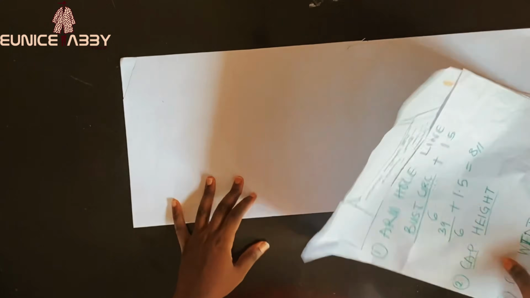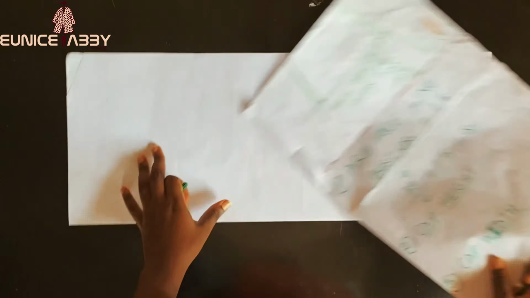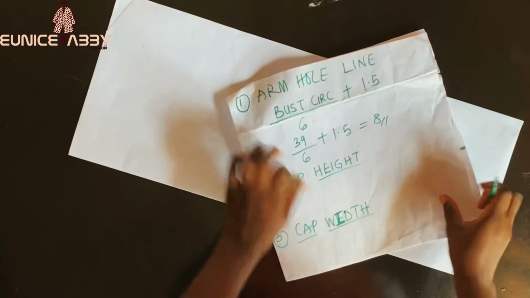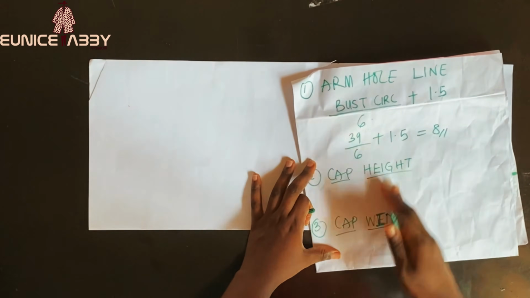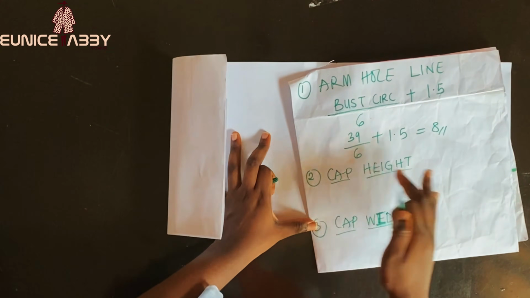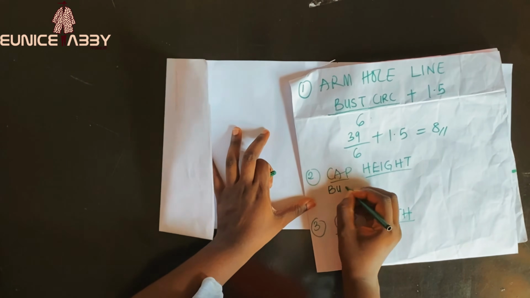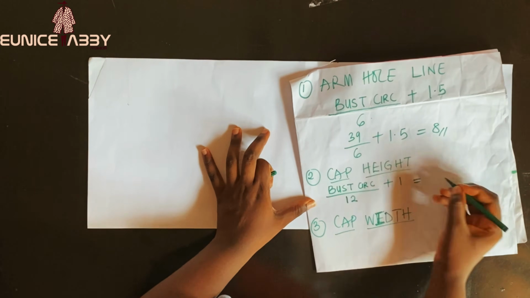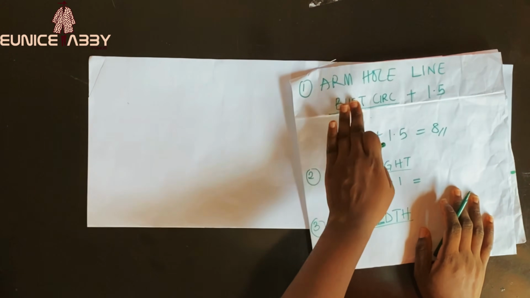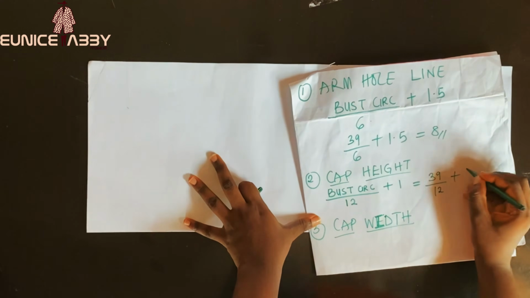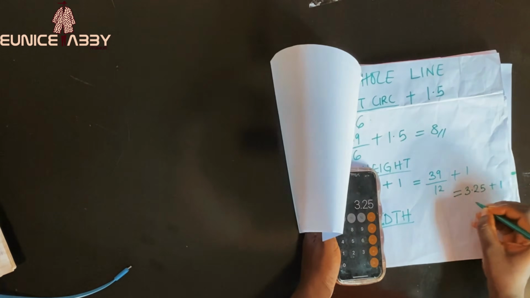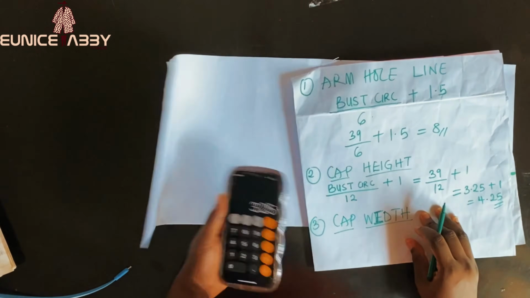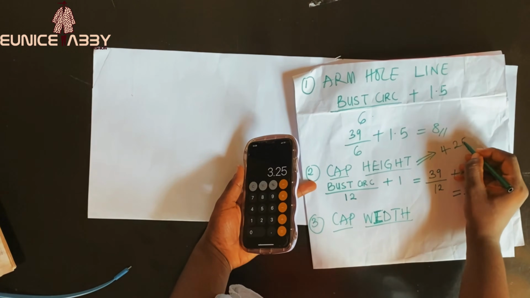In order to draft our sleeve, we will need to calculate our cap height and the cap width. Okay, we've done the first calculation when we're trying to get our armhole line. To calculate your cap height, divide your bust circumference by 12 inches plus 1. My bust circumference is 39. 39 divided by 12 plus 1 equals 4.25. Okay, go ahead to note that value aside.